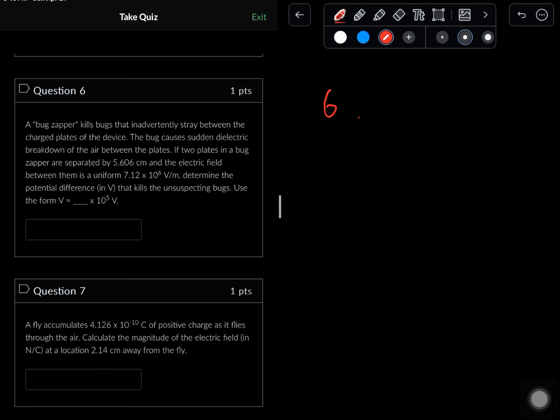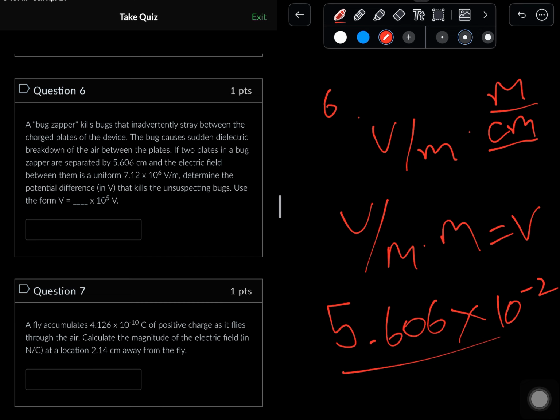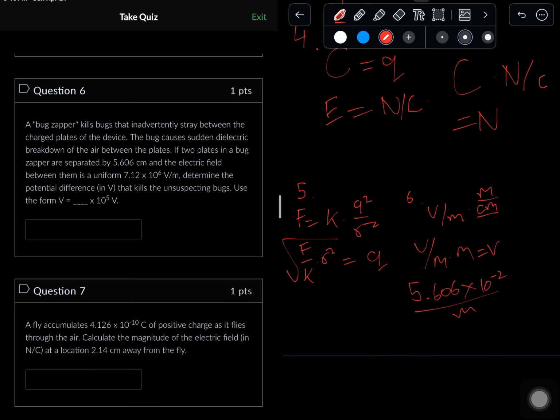You are asked to find voltage. You know that the electric field is in volts per meter, and that the distance is in centimeters. If you convert it to meters instead, you could take volts per meter times meters, which is equal to volts. So simply multiply the values and take the centimeter value, in this case 5.606 times 10 to the power negative 2, which gives you the value in meters. So volts per meter times meter is equal to volts.